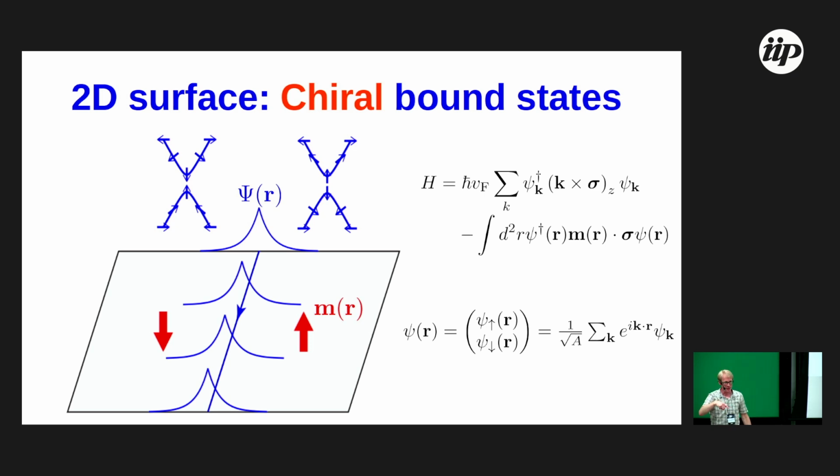And the propagation itself will be chiral because the momentum will be locked to the spin if you have a definite character of the spin-orbit coupling. Here it's Rashba-like. Okay, and these chiral bound states, they can only carry current in one direction because they only have k-states associated with one orientation relative to the domain wall for down-up versus up-down.